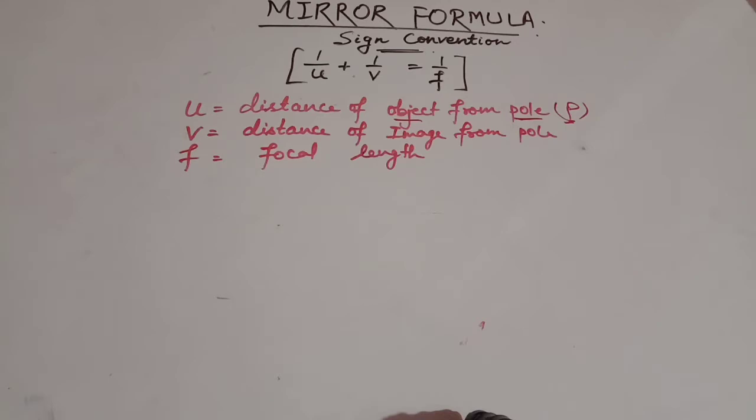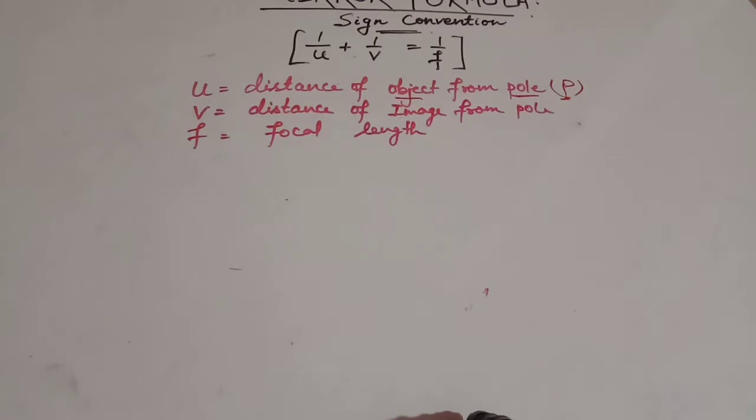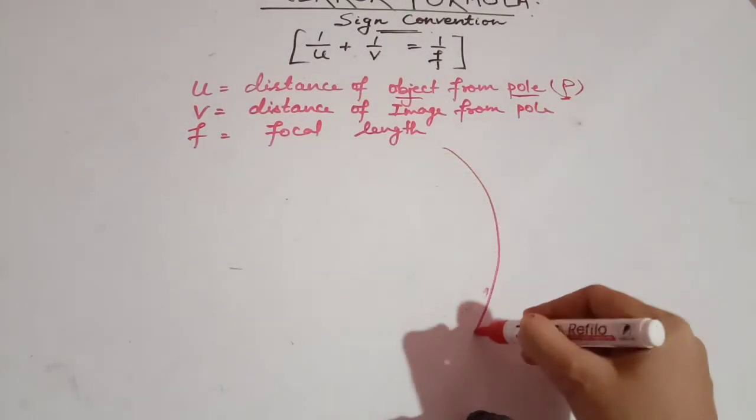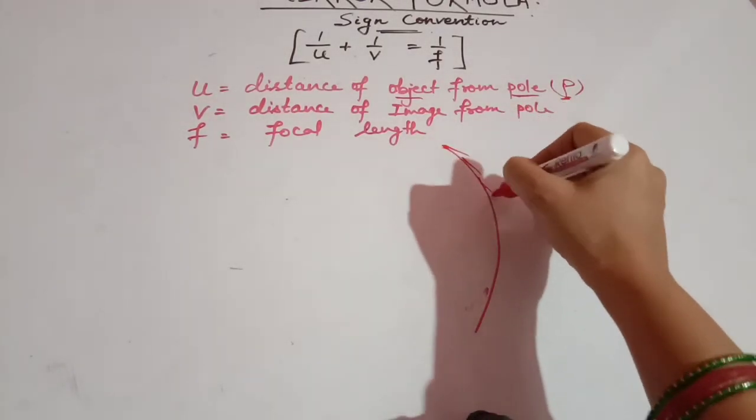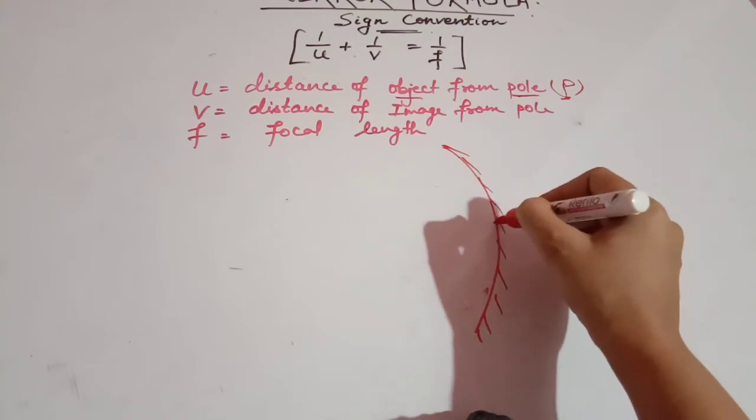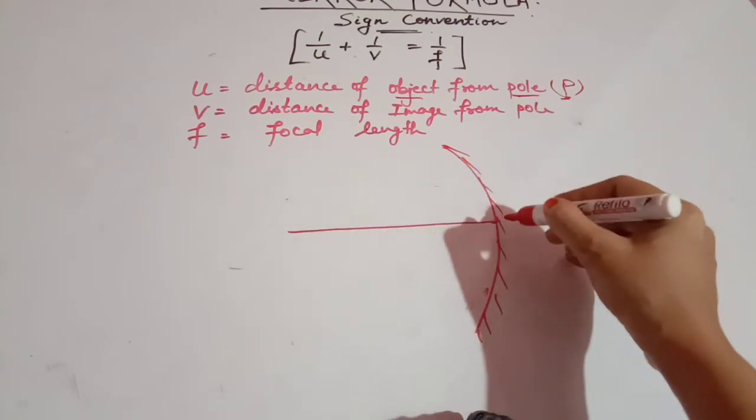First we will discuss all these terms in the concave mirror. Again, for the concave mirror, suppose this is our concave mirror. This is the principal axis, P.